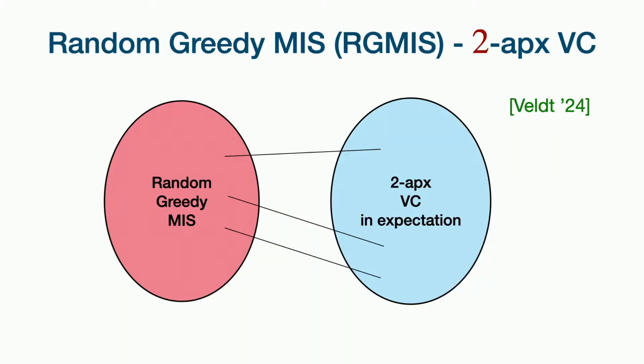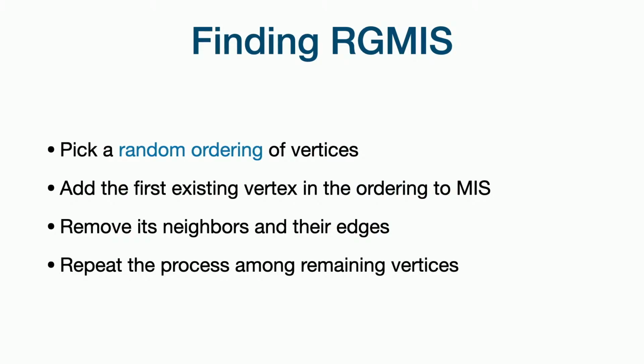Yoshida proved not long ago that if you find a randomized greedy maximal independent set, its complement is actually going to be a 2-approximate minimum vertex cover. So in expectation it's going to be at most 2 times larger than the minimum vertex cover of the graph. Okay? Very different from arbitrary maximal independent sets. Okay, so this is useful. Why?